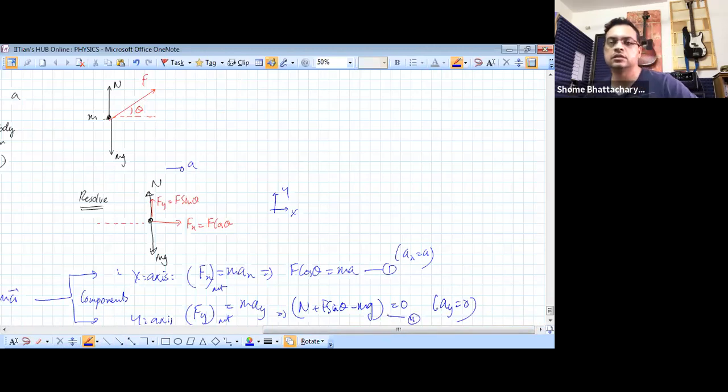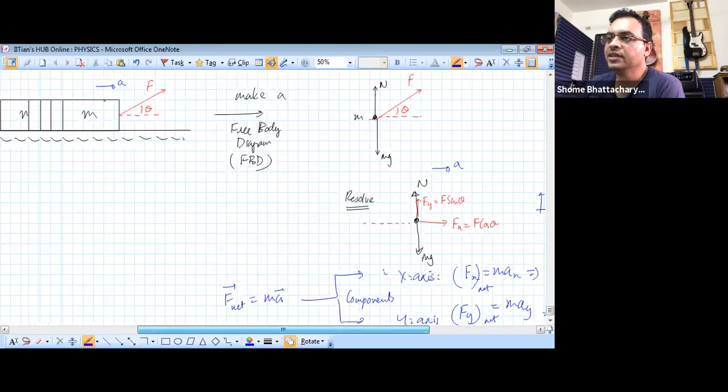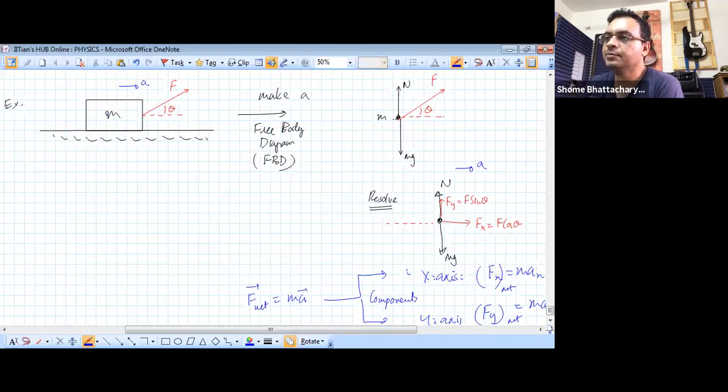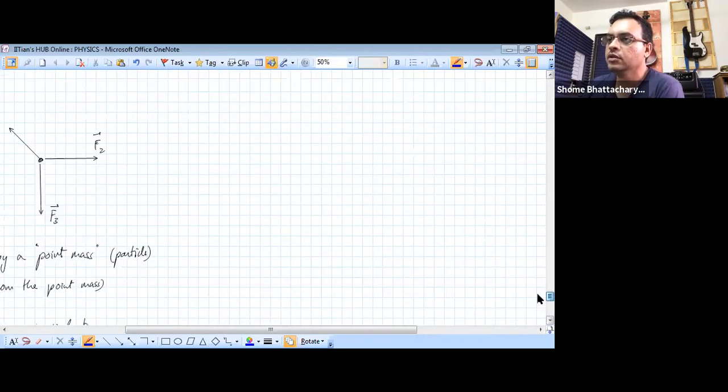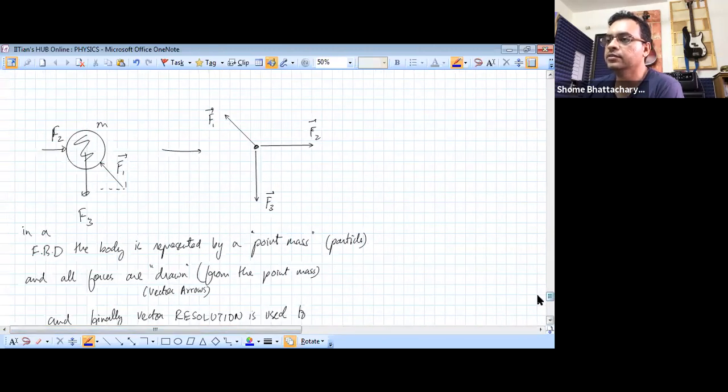will get the answer. So this particular method of solving is called the free body diagram method, where instead of making a diagram with a lot of detail like this, we just represent the mass by a point mass and just show the vector forces acting on it. We don't show anything else. So indirectly, we have already used free body diagram in the questions that we solved, but this is a more systematic way of representing the free body diagram method.